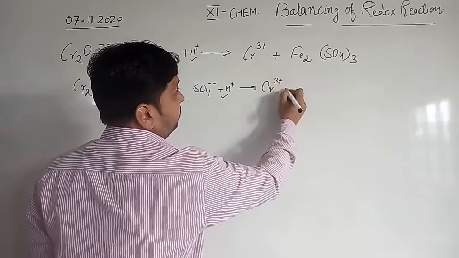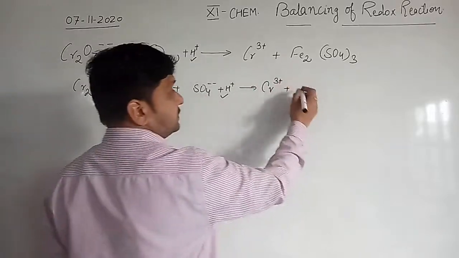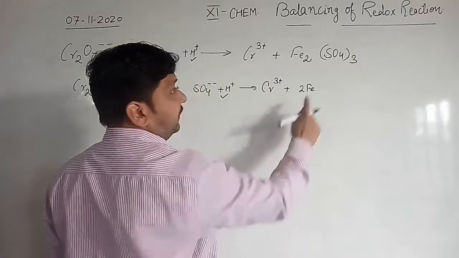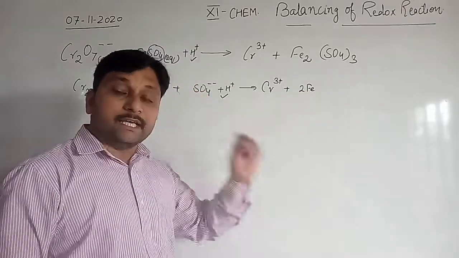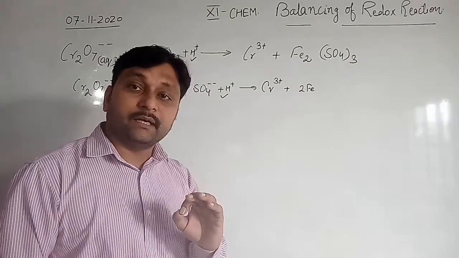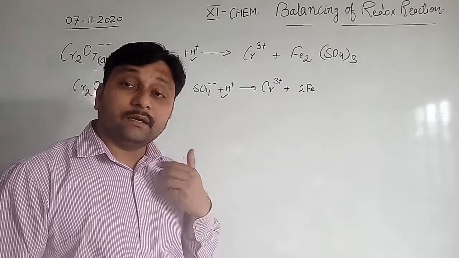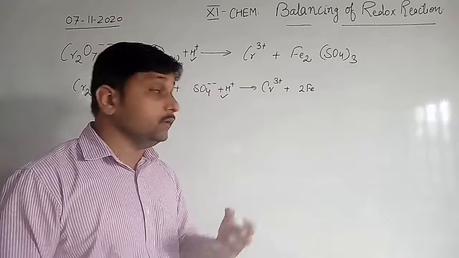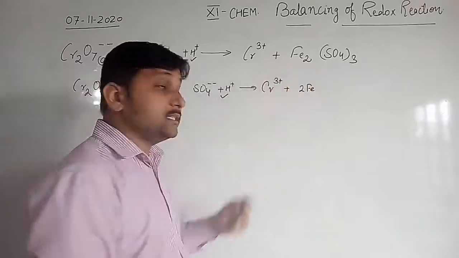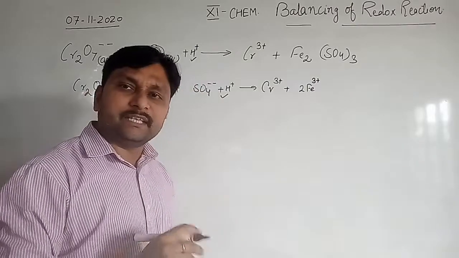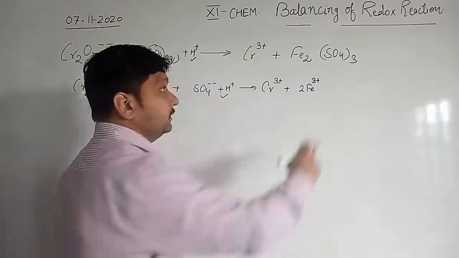Now Cr3 positive plus Fe2(SO4)3. SO4 contains 2 negative, so 3 SO4 means there are 6 negative overall, and as there are 2 Fe, each Fe contains 3 positive. Otherwise, we can calculate it by the oxidation number.